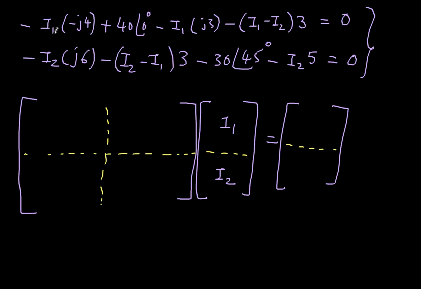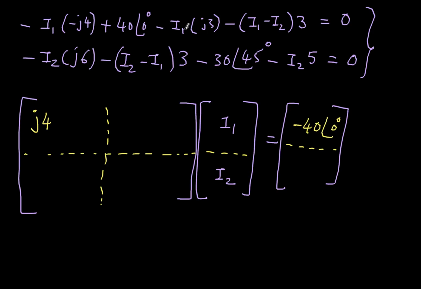So look at the first equation. Minus of j4, minus j4, so it becomes plus j4. So here I will have j4. Then this is a constant, so it goes to the other side. So it becomes minus 40 angle 0 degrees.